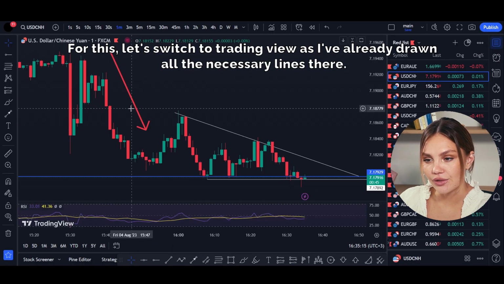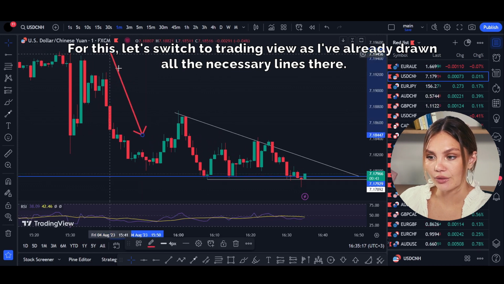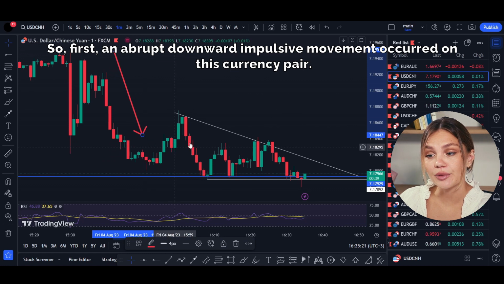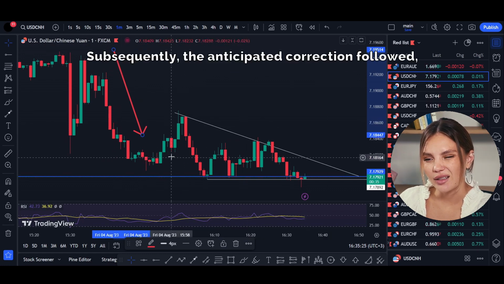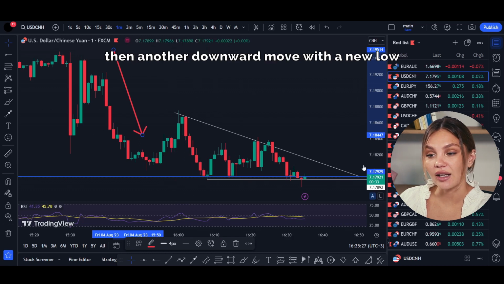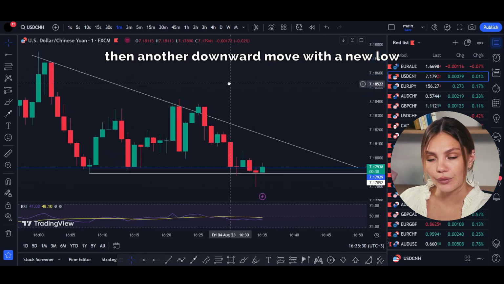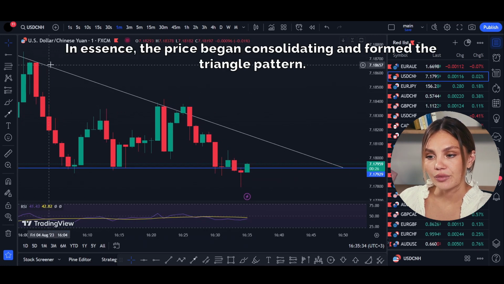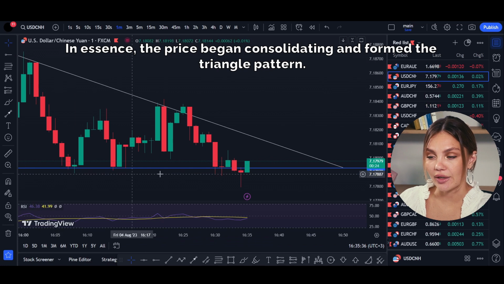For this, let's switch to TradingView, as I've already drawn all the necessary lines there. So first, an abrupt downward impulsive movement occurred on this currency pair. Subsequently, the anticipated correction followed, then another downward move with a new low, and several more oscillations back and forth. In essence, the price began consolidating and formed the triangle pattern.